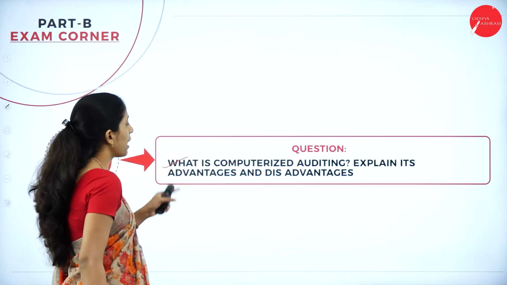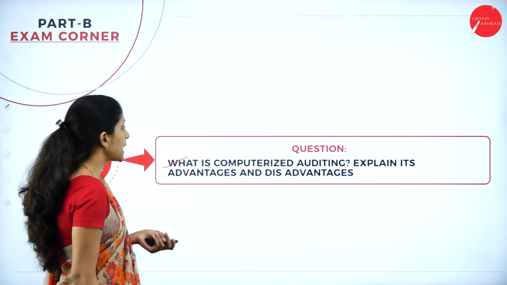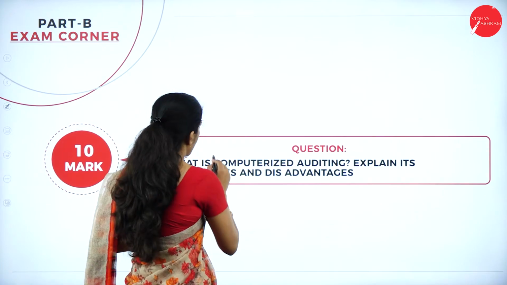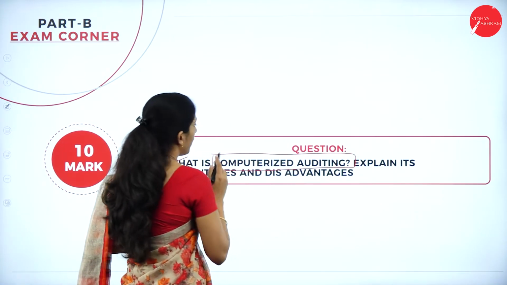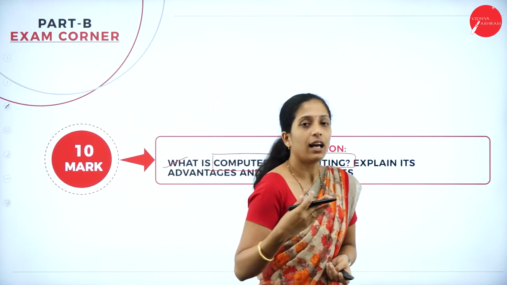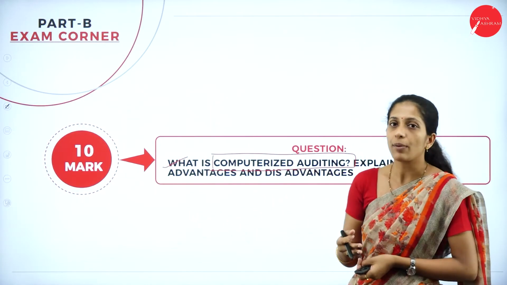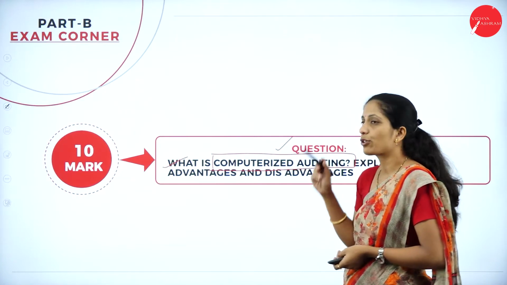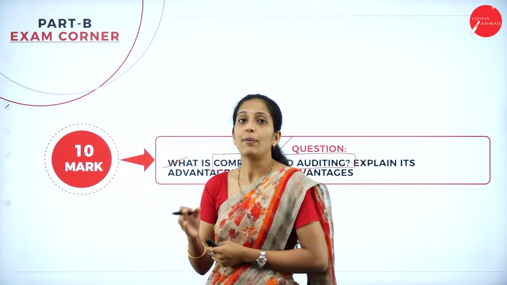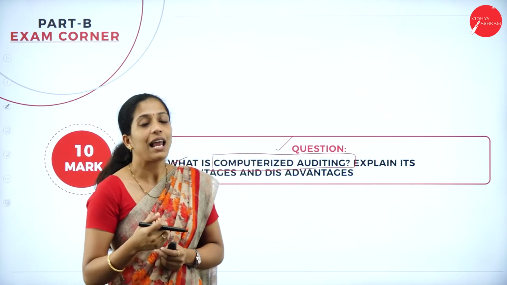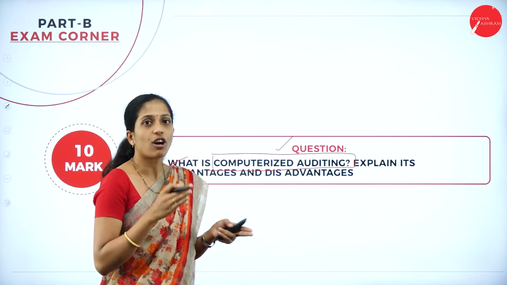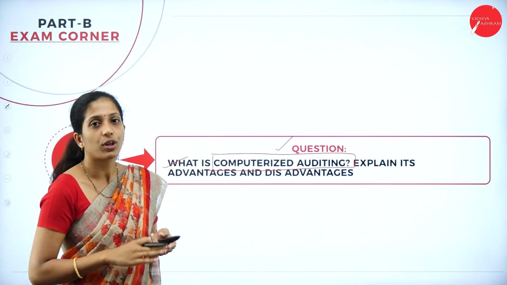Next question for 10 marks: what is computerized auditing? Explain its advantages and disadvantages. Due to the increase in technology, earlier auditing was only manual auditing. Later, once the technology improved, it was converted into computerized auditing, where the auditing is conducted with the help of computers. It may be with the help of computer software or other machines. That is, instead of manual auditing, they go for computer auditing.